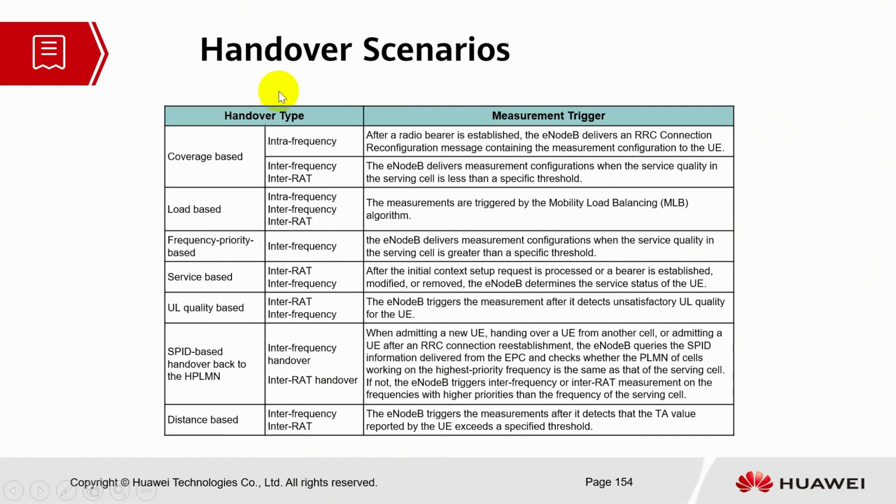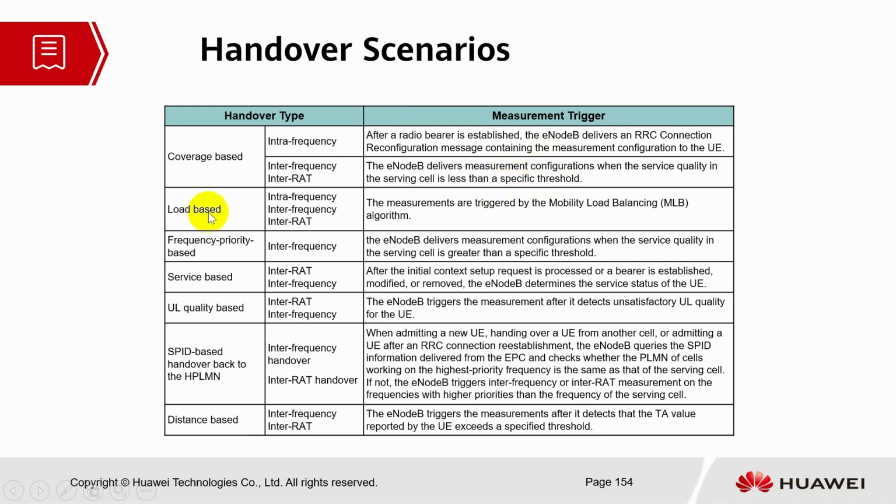Let's look into the handover scenarios. We have coverage-based handover: intra-frequency, inter-frequency, and inter-RAT. For intra-frequency, what is the measurement trigger? After the radio bearer is established, the eNodeB delivers an RRC connection reconfiguration message containing the measurement configuration to the UE. For inter-frequency and inter-RAT, the eNodeB delivers the measurement configuration when the service quality in the serving cell is less than a specific threshold. They will base on the event, and you need to do some reporting. Based on that, they will do the coverage-based handover.